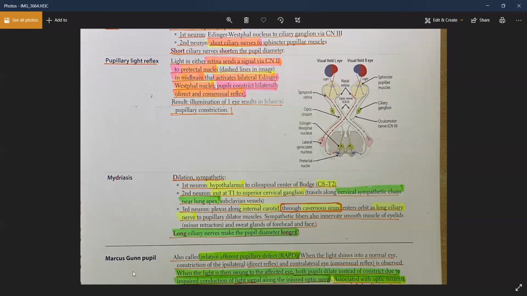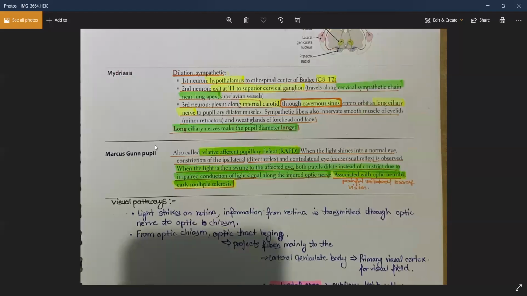Yes. So that was about the Marcus Gunn pupil. Now, why are you having a dilation, why not just a normal response? Because when we are shining it on the normal eye, it has already caused a constriction. It has already got the constriction, and that's why we will have a dilation. Okay, that was the important thing.